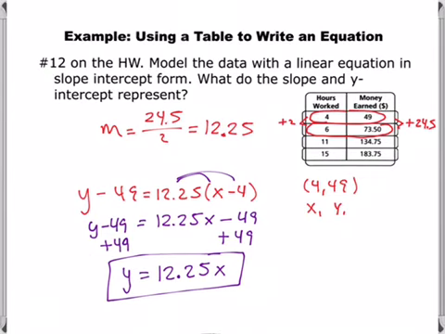And so going back to what it asked before, it says, what do the slope and the y-intercept represent? Well, the slope in this case is going to represent how much you earn per hour. And then the y-intercept represents the fact that if you don't work, you don't get paid. So you can't start with money if you're not doing any work. So working 0 hours means you get $0.